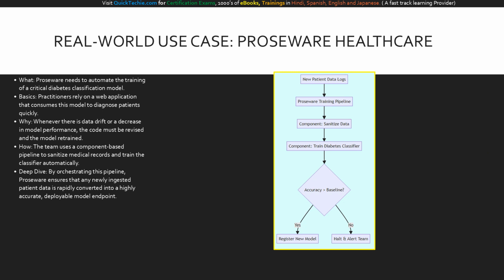Let's apply these concepts to a real-world scenario. Imagine you are working at Prosware, a young startup aiming to improve healthcare. You have developed a diabetes classification model that integrates with a web application to help practitioners diagnose patients quickly. But there is a challenge: patient demographics change. Whenever there is data drift or a decrease in model performance, the data science team must revise the model and update the code. Manually doing this is too slow.